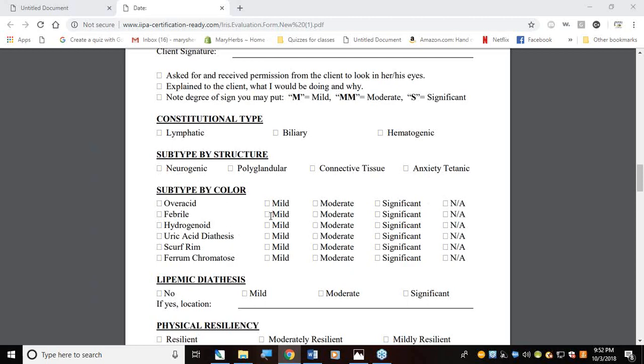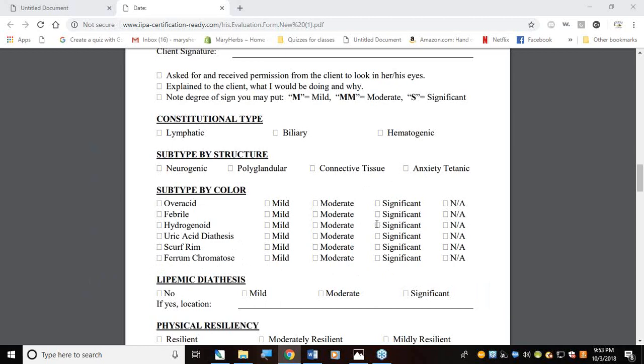Is it febrile? Which one it is. Hydrogenoid. If there is 3 hydrogenoid, I usually suggest mild. If there's 8 or whatever, I would do moderate. If there's a lot, then I would do significant. Uric acid diathesis is here, and you could also put it under pigmentation. Scurf rim, whether or not it is moderate, mild, or significant, and ferrum chromatose.